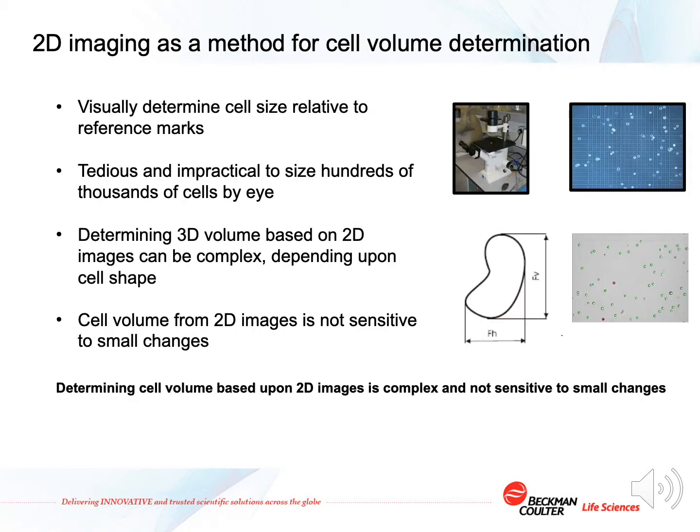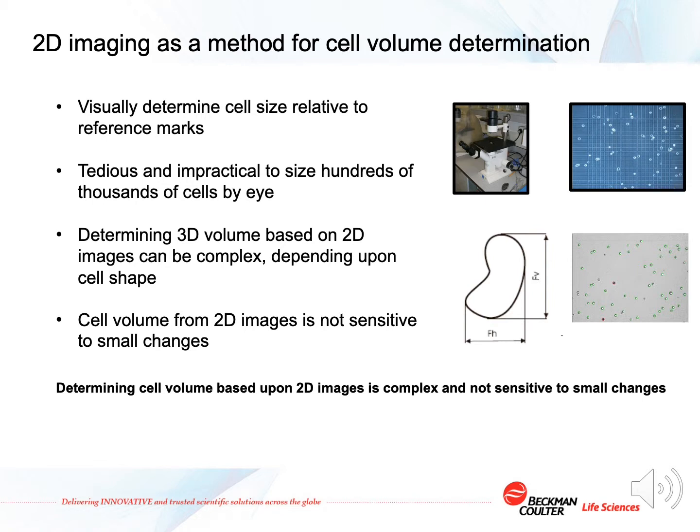2D imaging is a relatively inexpensive method that is often used to visually determine cell size relative to reference marks on a hemocytometer using a microscope. However, the method is tedious to do by eye or by hand, and impractical for sizing and counting of hundreds of cells. Furthermore, determining 3D volume based on 2D images can be very complex depending upon the cell shape.